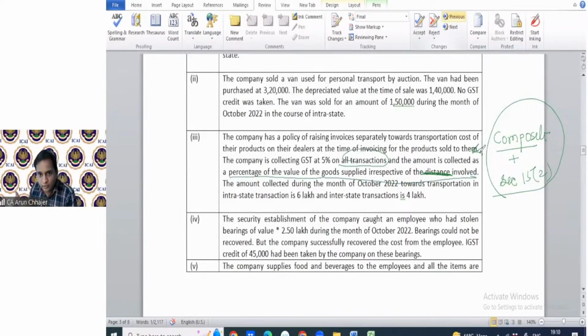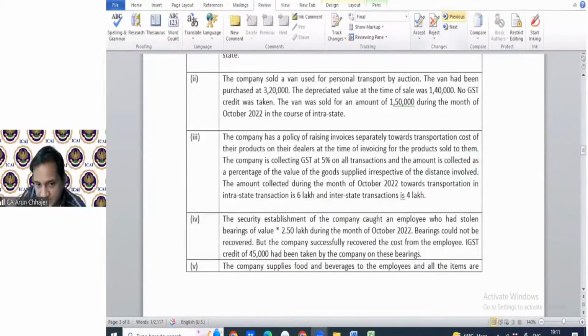to the supply of the goods, the same rate would be applicable on the other charges, whether it is transportation, whether it is loading, unloading, whether it is insurance, commission, whatever. So in this case, the 6 lakh and 4 lakh would be calculated at the rate of 18%.